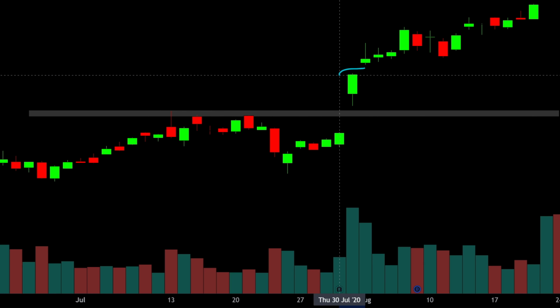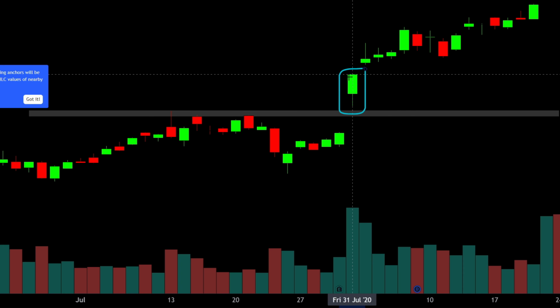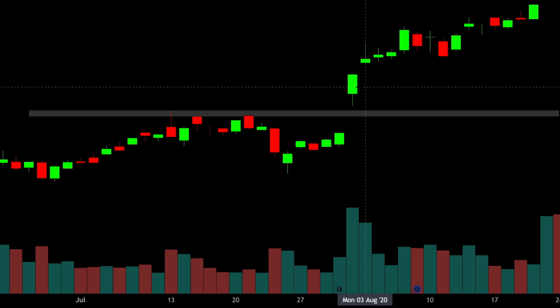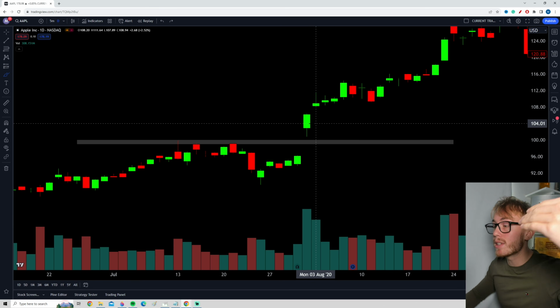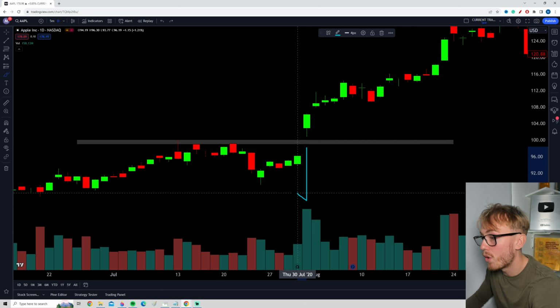When we see breakouts, we want to look out for 2 things. First of all, we want to see a strong green candle, which we saw right here. This is a very good sign for a breakout. But what we also want to see in order to make the breakout even more significant is that we want to see lots of volume.